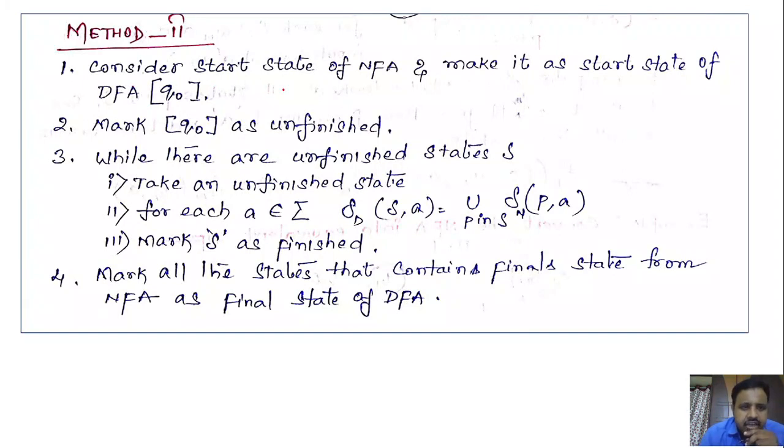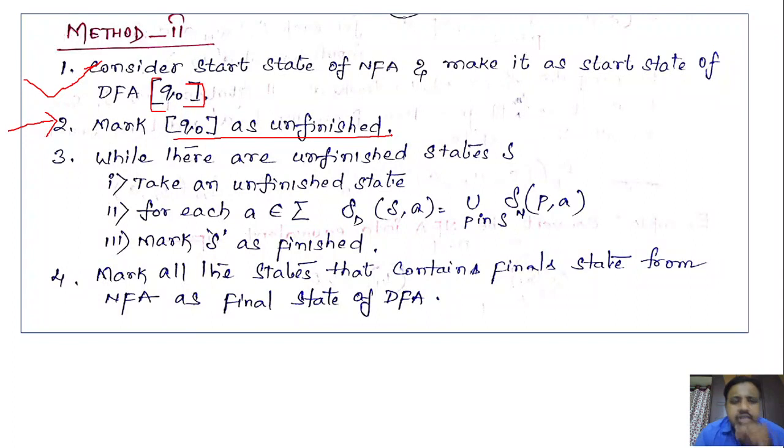So in this method, what we will do is consider the start state of the NFA and make it the start state of the DFA. So if Q naught is the starting state in the NFA, then mark that Q naught as the starting state in the DFA. How do we distinguish a state in the DFA from the NFA? We just enclose the state in square brackets. Next, mark Q naught as unfinished.